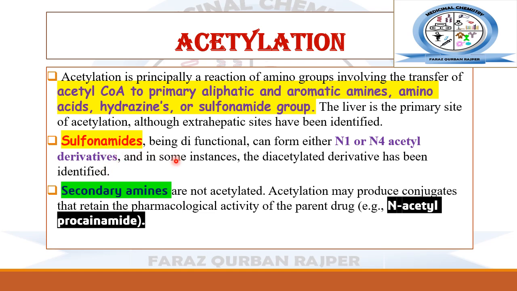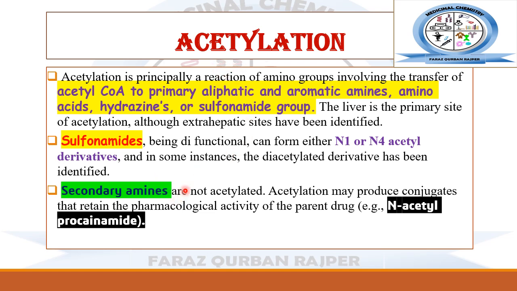For the sulfonamide drugs, if you go through my lecture on sulfonamide medicinal chemistry, you will observe the different classes of sulfonamides, N1 and N4 sulfonamides, and their SAR. You will observe that their conjugation or metabolism occurs at the N1 or N4 sites, and these metabolic reactions basically occur with the help of this acetylation reaction.